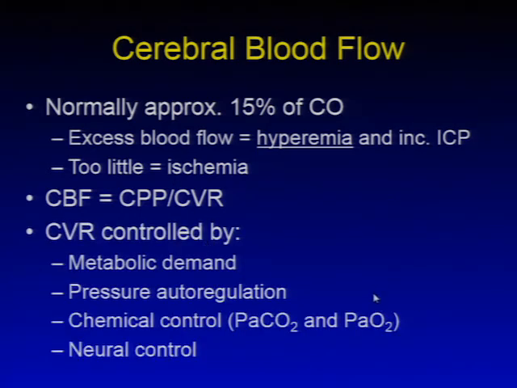And what affects vascular resistance within the brain? The primary determinant is metabolic demand. There's pressure autoregulation, chemical control, such as elevations in carbon dioxide or a lack of oxygen, as well as neural control.